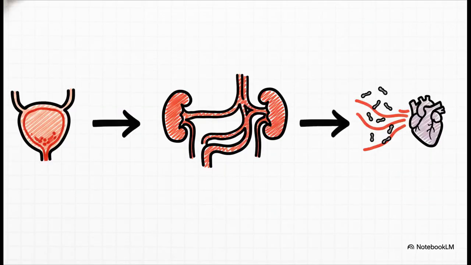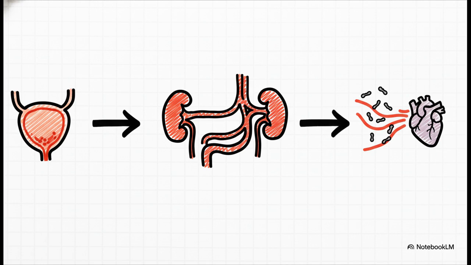And all this leads to a pretty clear spectrum of disease. The classic presentation, of course, is uncomplicated cystitis, what's often called honeymoon cystitis. But don't underestimate this organism. It is fully capable of climbing up the urinary tract and causing much more serious infections, like pyelonephritis.